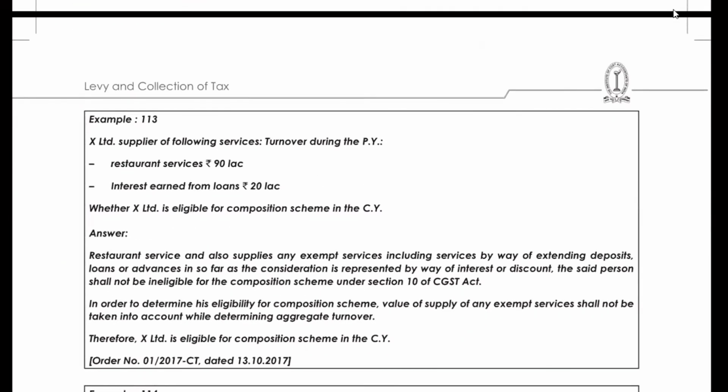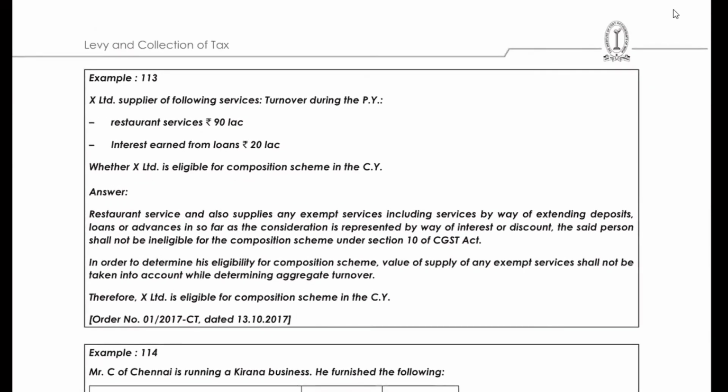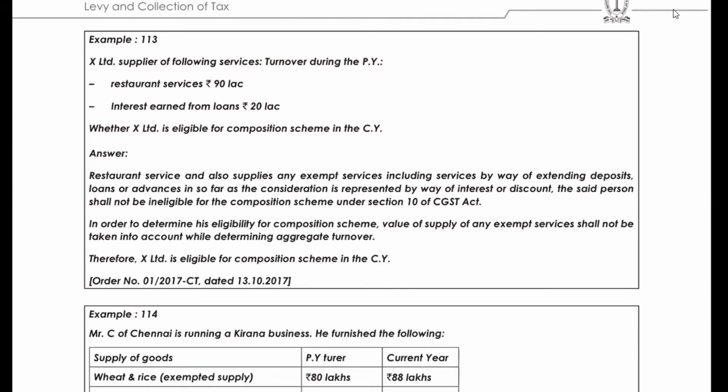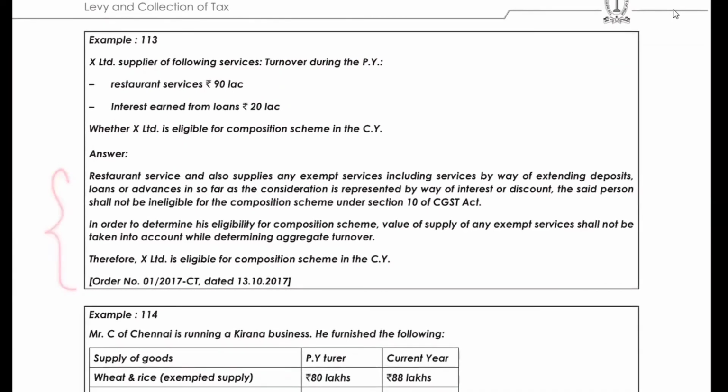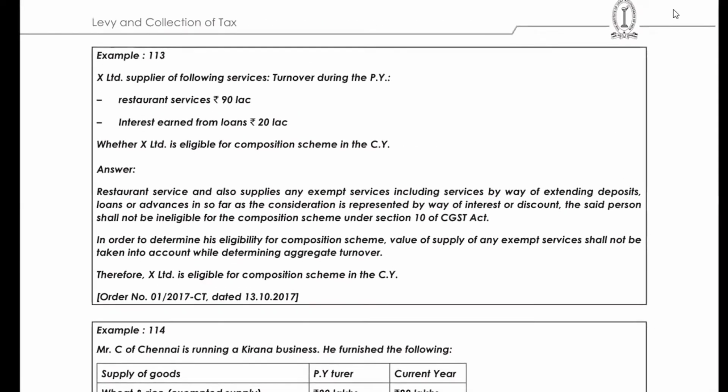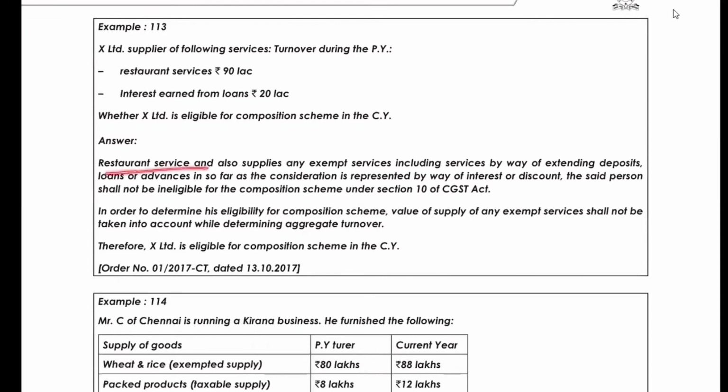So again, this comes. X Limited is a supplier of the following services. Turnover during the previous year: restaurant service 90 lakh, interest earned on loans 20 lakh. Is he eligible? Very simple. He is eligible, and the tax is also 2.5 plus 2.5, correct or not? Because the interest has not to be taken. Very simple. Should I need to read it? It is simple. Not required, I guess. Okay, restaurant services and also supplies of any extended service, including services by way of extending deposits for consideration. Leave it. No need.